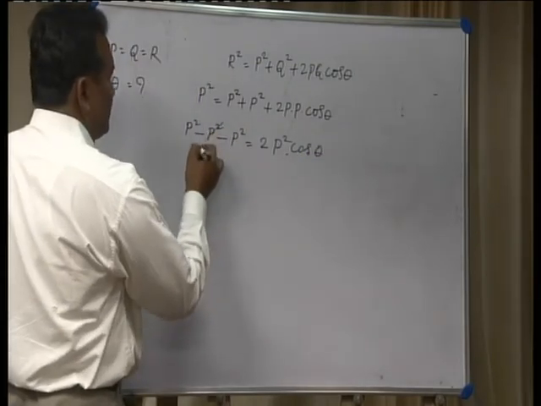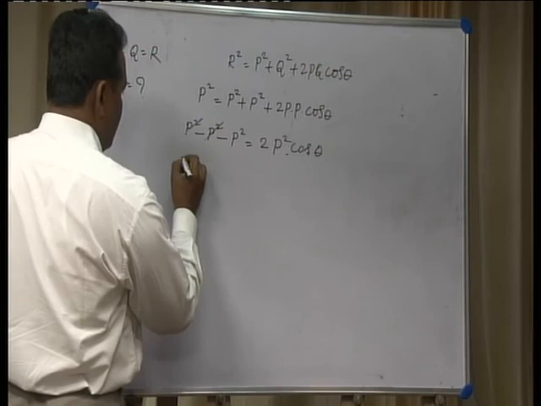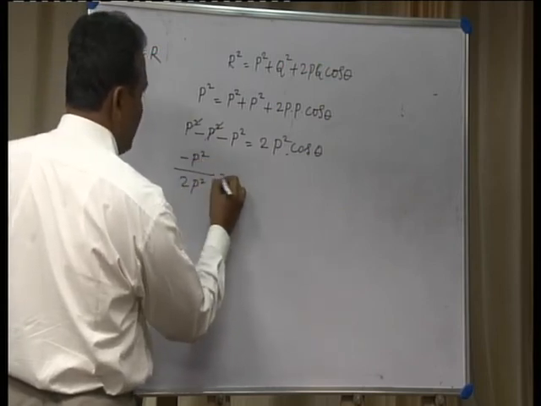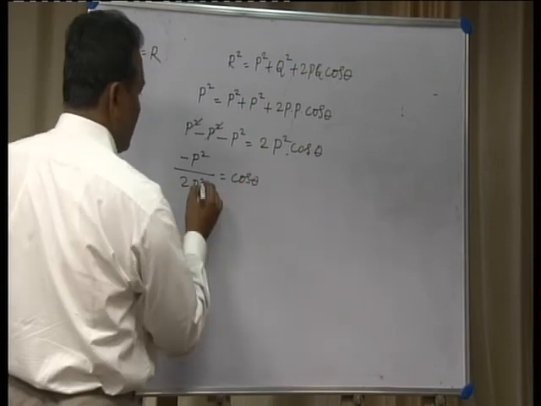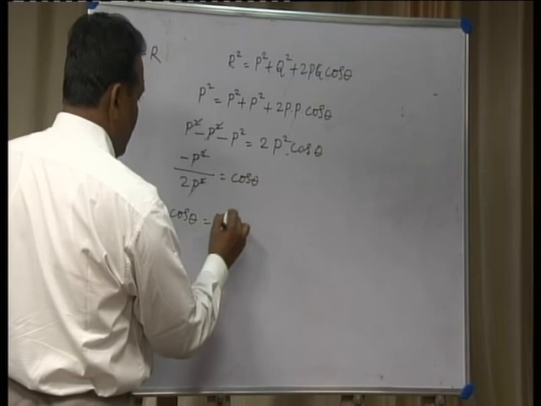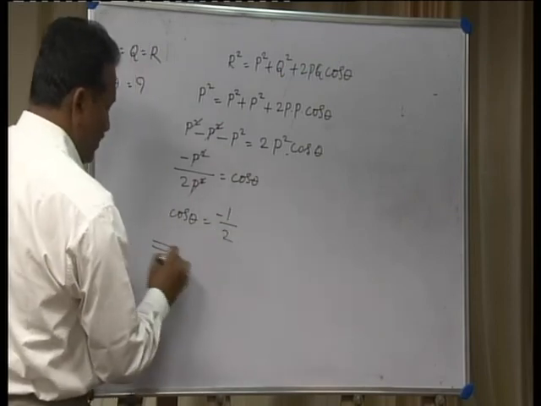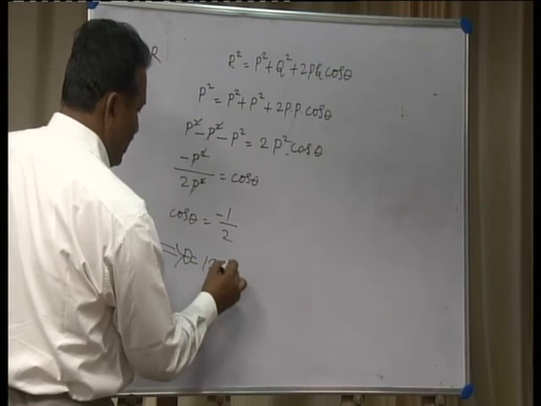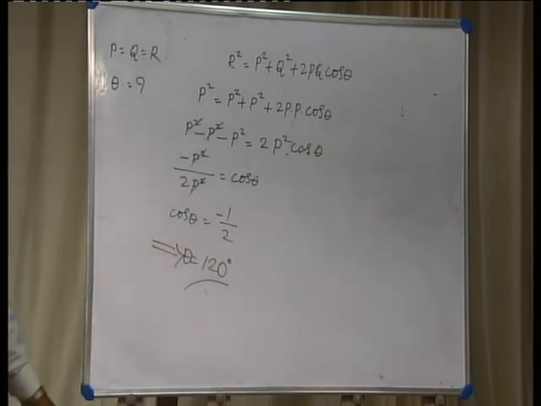So, minus P square, after cancelling with the plus P square, divided by 2 P square is equal to cos theta. P square gets cancelled, therefore cos theta is equal to minus 1 by 2, which gives theta is equal to 120 degree.